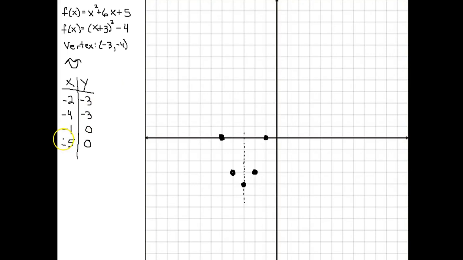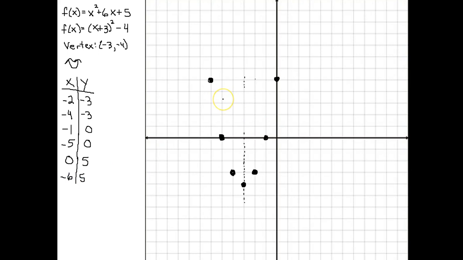And just one more. How about we do the y-intercept. Plug in 0. 0 plus 3 is 3. 3 squared is 9. 9 minus 4 is 5. So I see the y-intercept is at 0, 5. Right here. Here's that line of symmetry. It's 1, 2, 3 to the right of that. So I got to go 1, 2, 3 to the left. I get the point -6 comma 5.